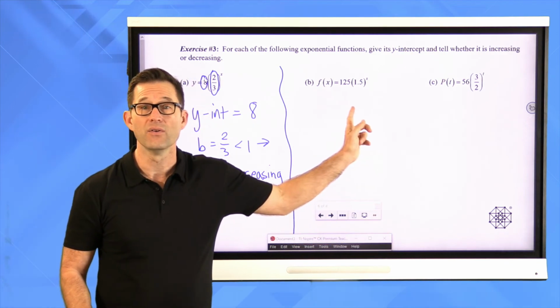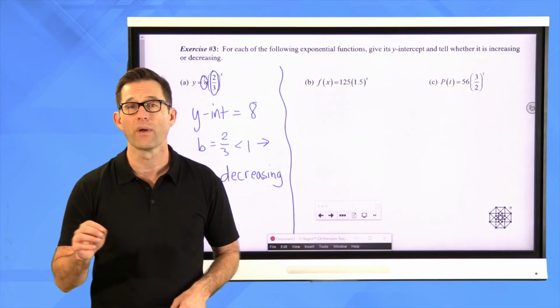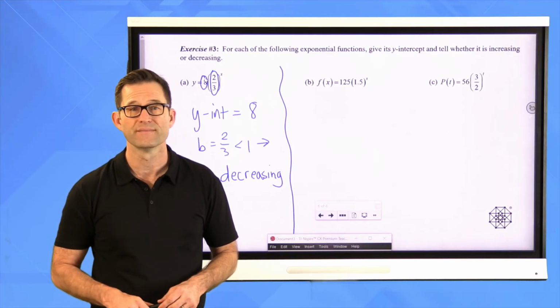What I'd like you to do is take a look at the next two and tell me what their y-intercept is and whether they're increasing or decreasing.